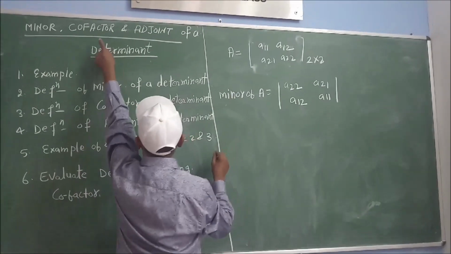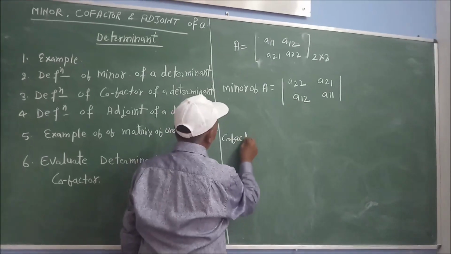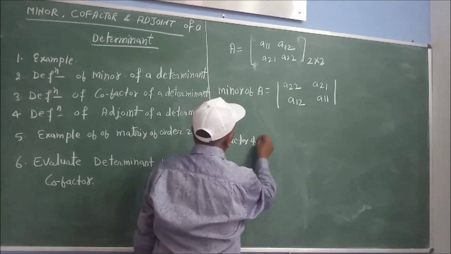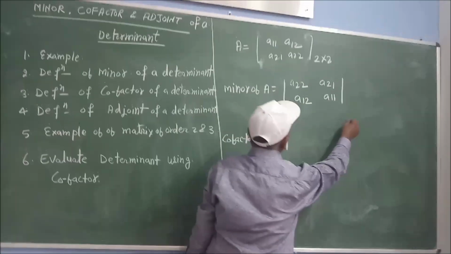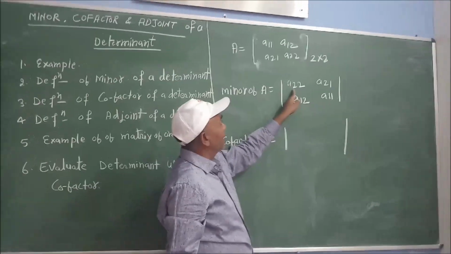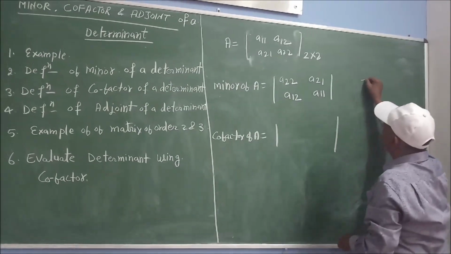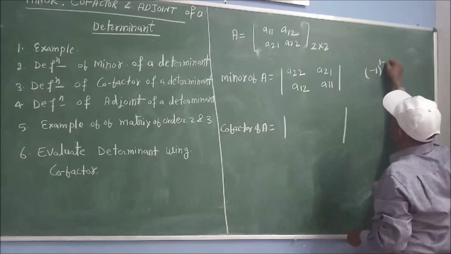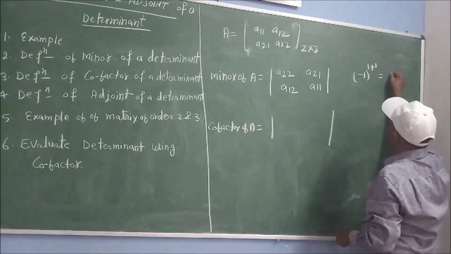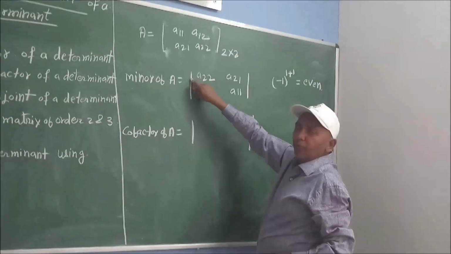Again, we are interested to find the cofactor of A. Cofactor means what sign we have to put against these elements. Suppose here is the element A11 and its minor is A22. So for A11 the sign can be written as minus 1 to the power 1 plus 1. You will get an even number, and an even number means it has a plus sign before it.